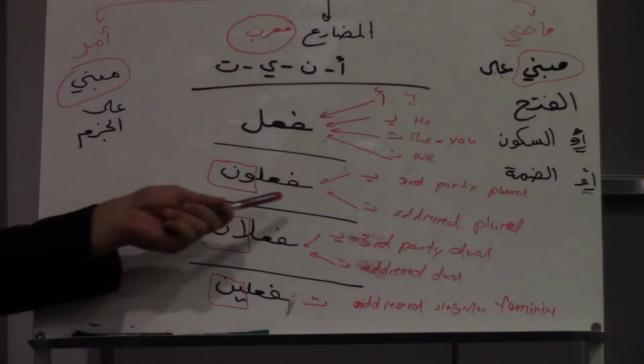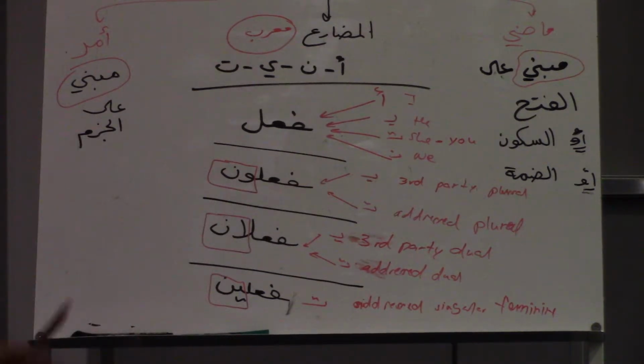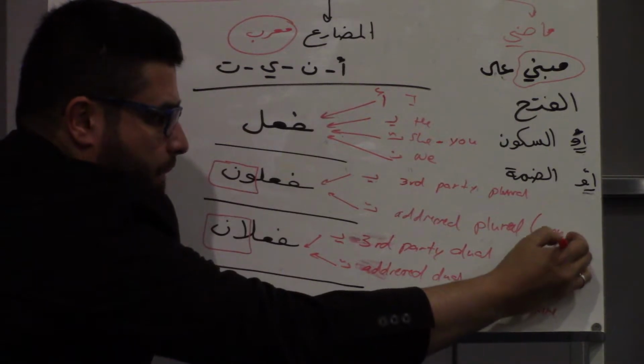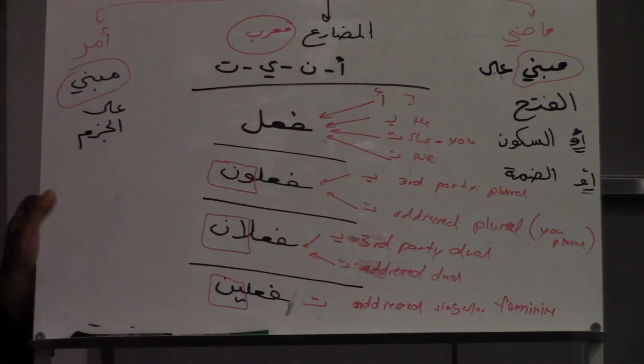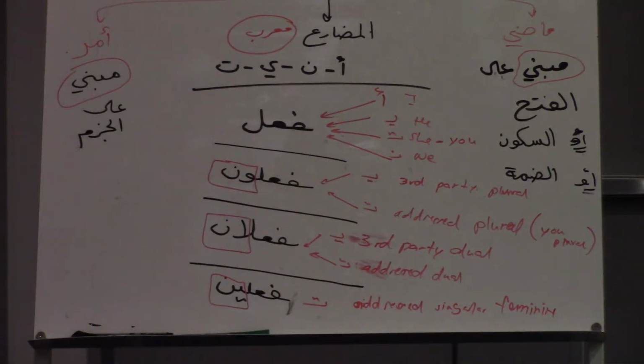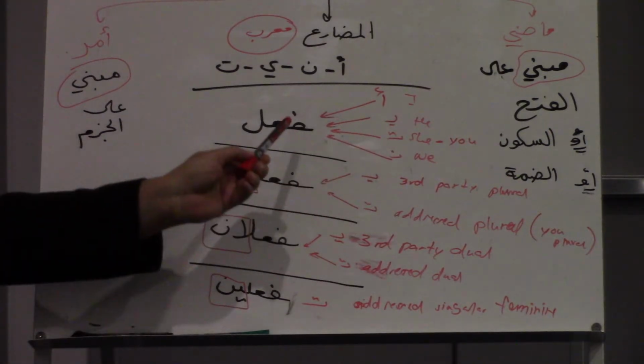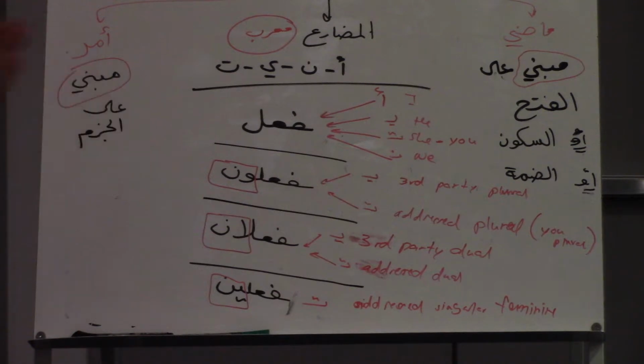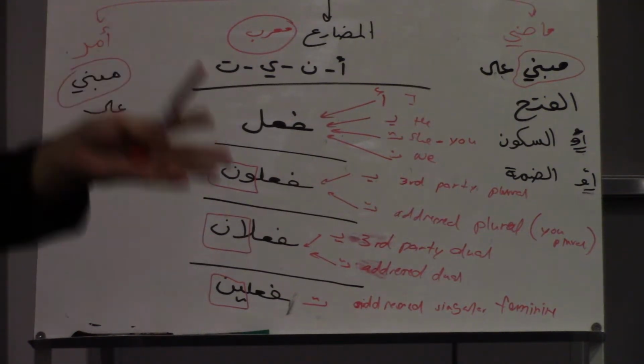Taf'alun is the address plural, or the plural you. I mean, you do it, but I'm talking to a group. I'm not talking to one person. Address plural because I'm addressing you, right? So, you, but the plural you, not the singular you. That's why taf'al is either she does or you do, singular you. Taf'al, you do. Taf'alun, you, the plural you. Alright?